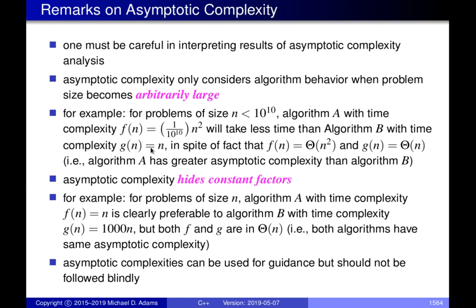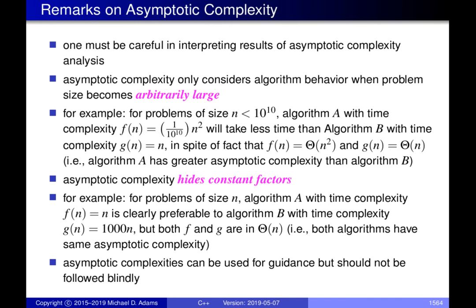However, as long as the problem size is less than 10 to the 10, which is a pretty large number, you can verify that this function here will give you a smaller number than this one here. In other words, in this particular case, if we knew that the problem size is always less than 10 to the 10, asymptotic complexity analysis will give us the wrong conclusion about what's going to be more effective. And basically the problem here is, again, asymptotic complexity analysis assumes the problem size is arbitrarily large.